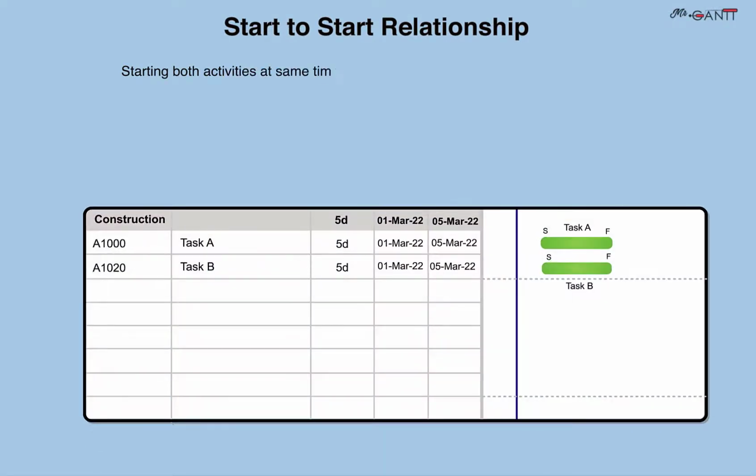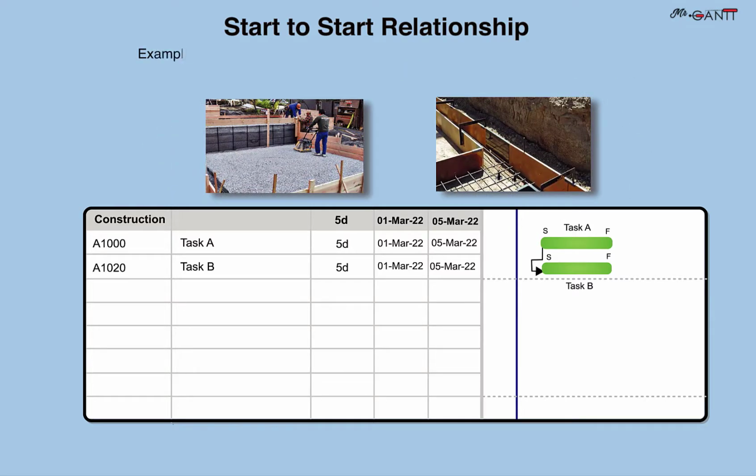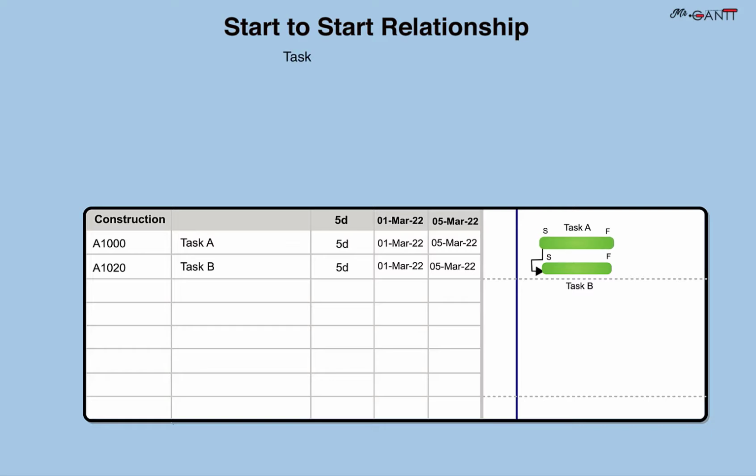Start to start relationship. Starting both activities at the same time. When activity A starts, then activity B can start. Example: when we start fine grading, we will start placing the footing forms. Activity A is the driver of activity B.